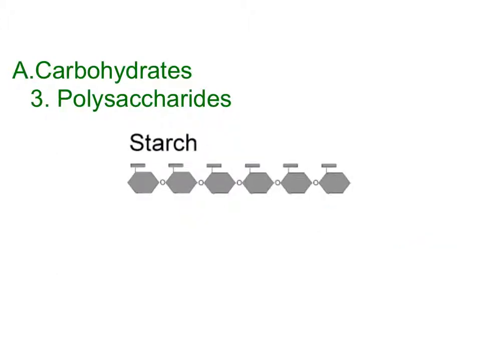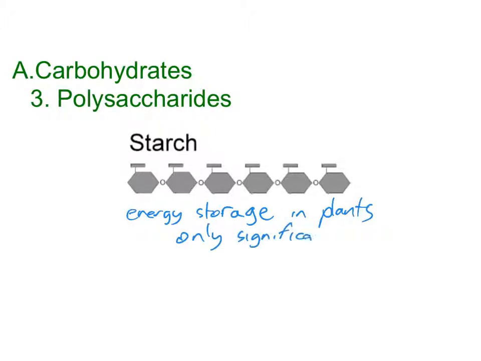Starch is actually one of our primary sources of carbohydrate, and this is the form of energy storage found in plants. And it is the only significant digestible polysaccharide in our diet. Dietary polysaccharide.